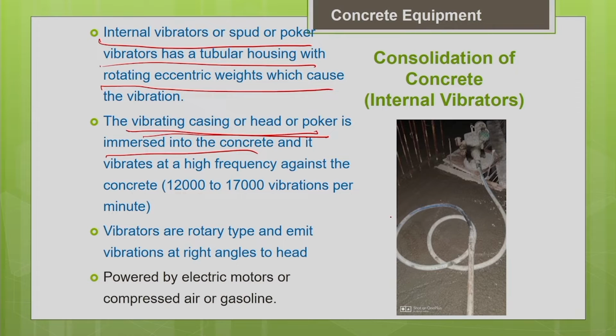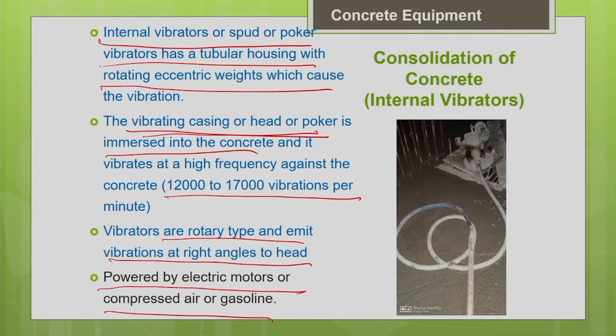These generally vibrate at a very high frequency, say 12,000 to 17,000 vibrations per minute. When compared to other types of vibrators, these give you a very high frequency. The vibrators are rotary type, as you know, and they emit the vibrations at right angles to the head. These are powered by electric motors, compressed air, or gasoline, whichever mode.